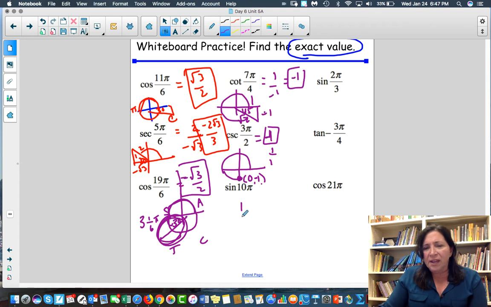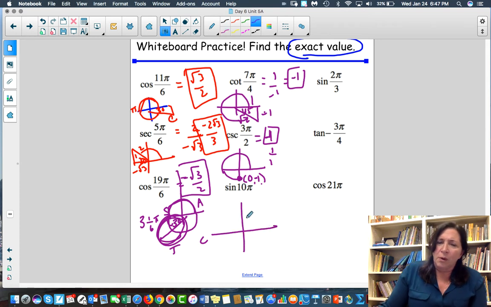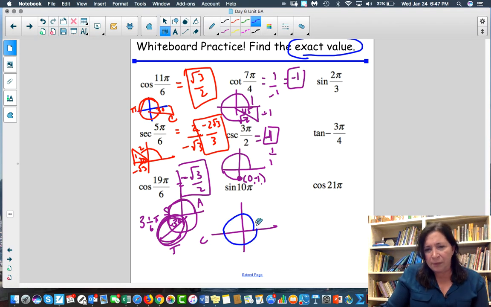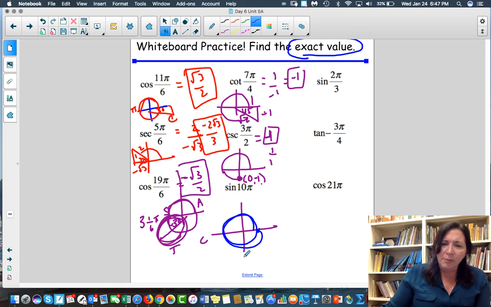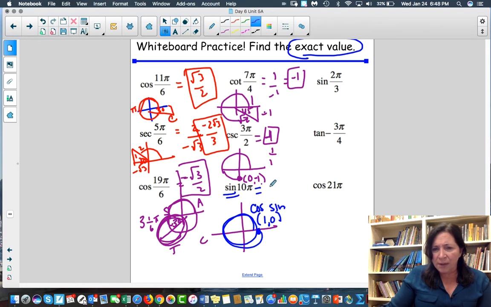Okay, sine of 10 pi. For this one right here, you actually have to figure out where you are. 10 pi, just start counting. This is 1 pi, 2 pi, even on the right. 3 pi, 4 pi, even on the right. If I keep going around, I'm going to get 10 pi right here. Where am I? I'm at 1, 0. Well, what's sine? Remember how it goes cosine, sine? Well, I'm at 0.